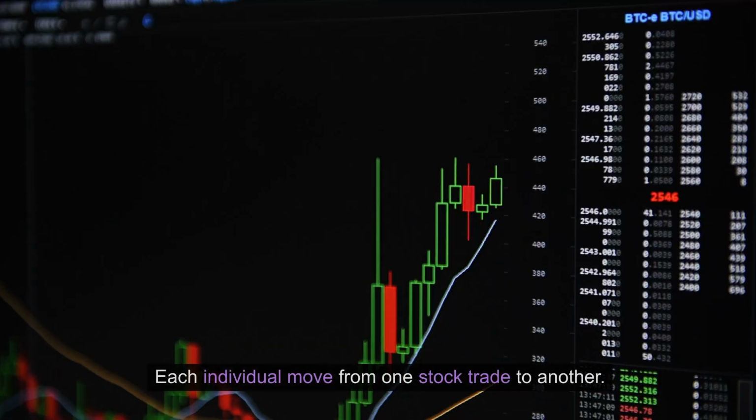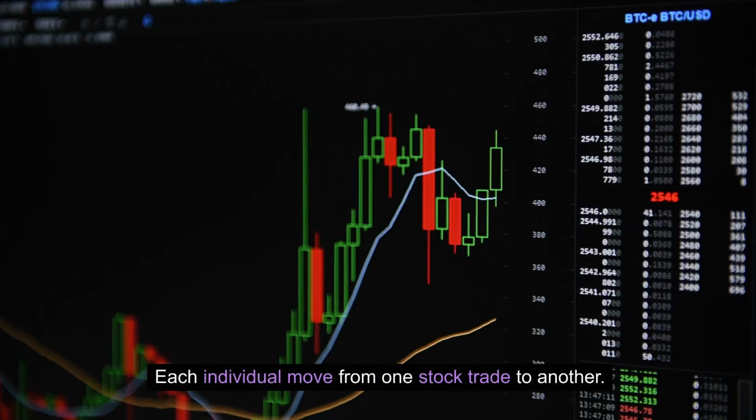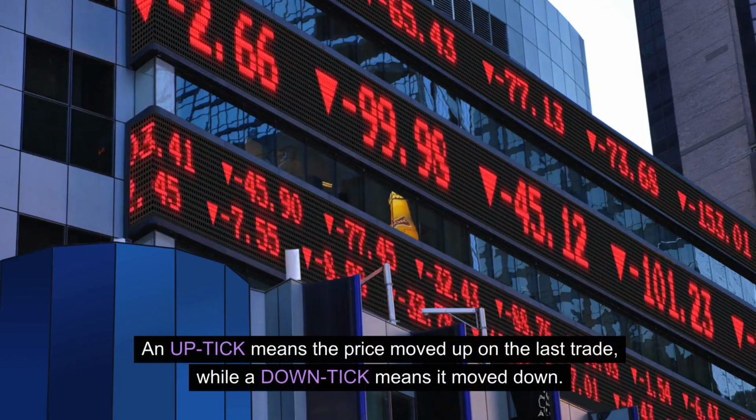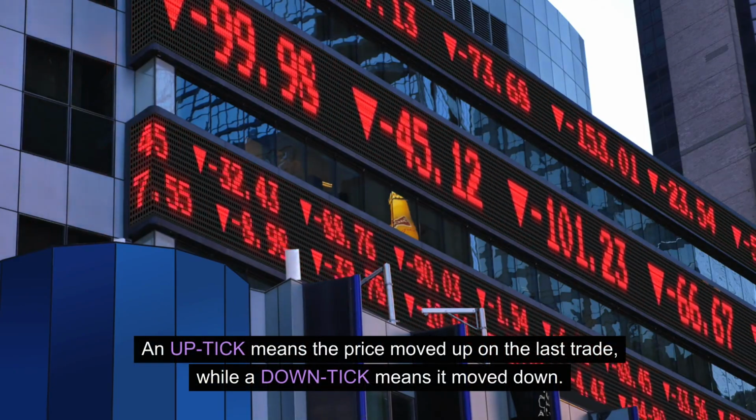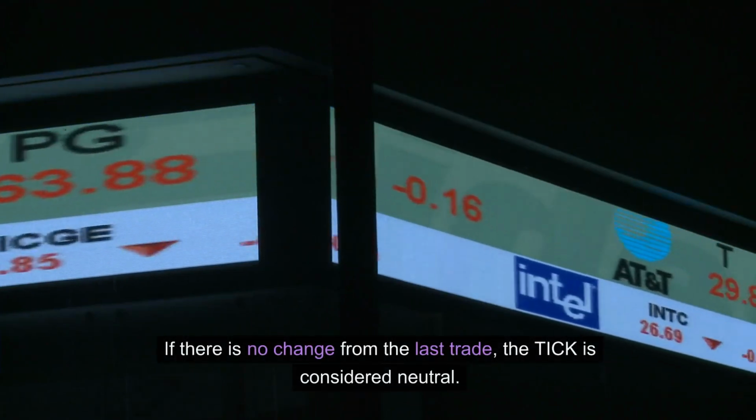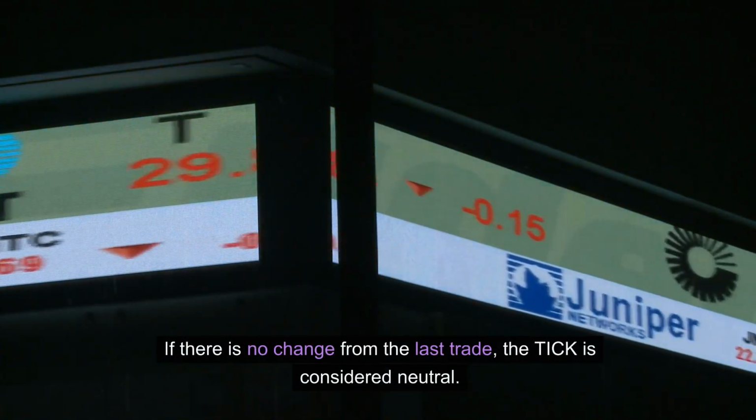Tick, each individual move from one stock trade to another. An uptick means the price moved up on the last trade, while a downtick means it moved down. If there is no change from the last trade, the tick is considered neutral.